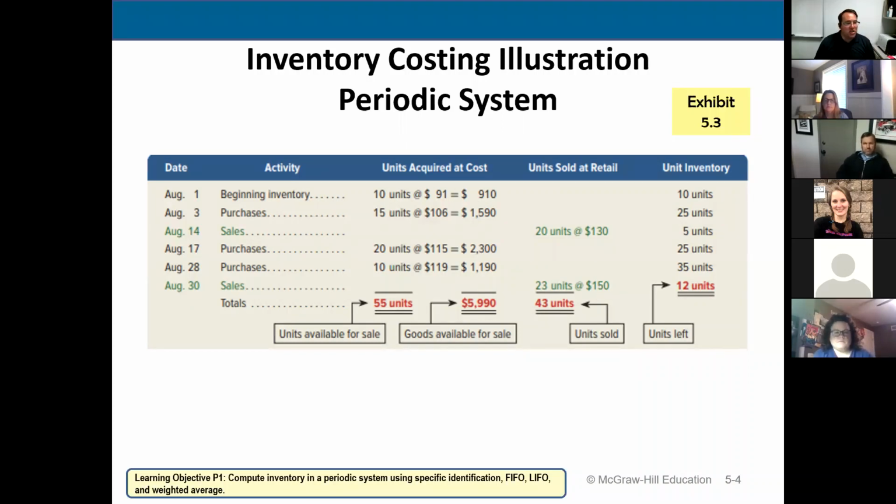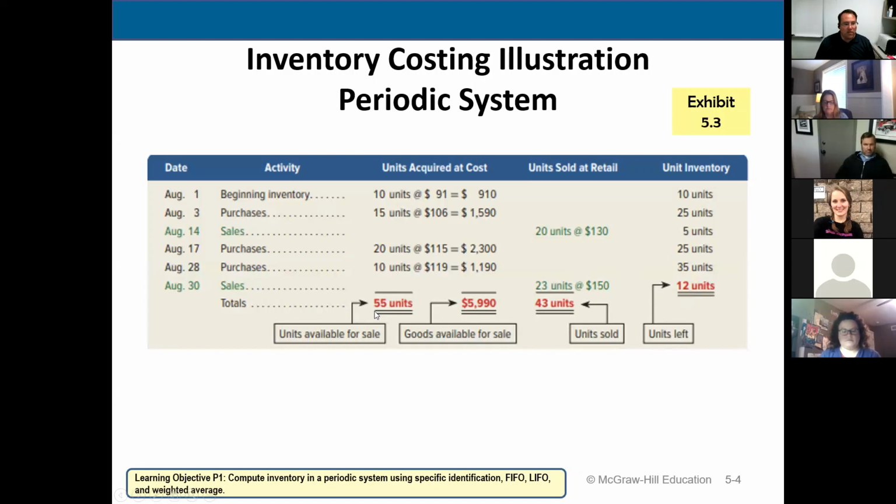So then they purchased 15 units for $106 a piece. Total cost of that purchase was $1,590. Sold 20 units for $130 a piece. Purchased 20 units for $115. Purchased 10 units at $119. And then sold units for $150. Don't get confused by this price over here, which tells you how much they sold it for. It doesn't tell you the cost of the units that were sold. At the end of the period, they have 12 units left.